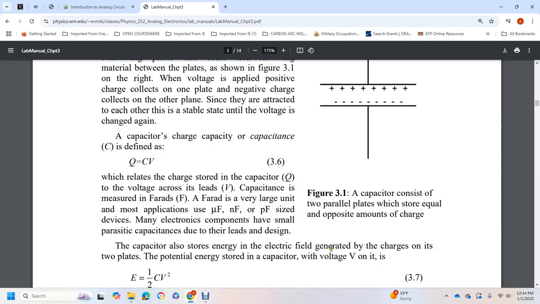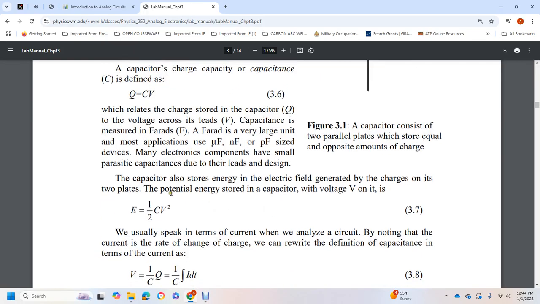Capacitors also store energy in the electrical field generated by the charges on the two plates. The potential energy stored in the capacitor with voltage V is E equals one half times the capacitance C times the voltage squared.